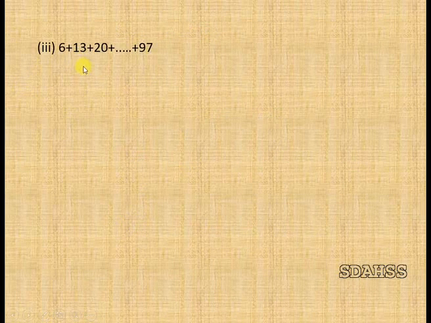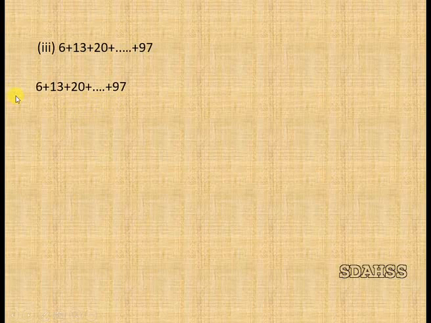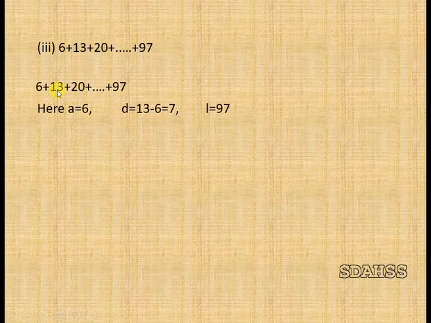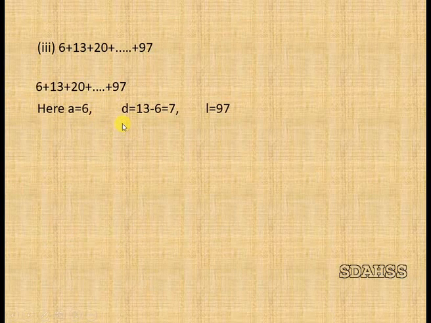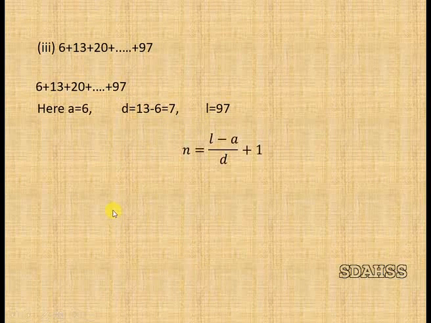Subdivision 3. 6 plus 13 plus 20 plus etc. up to 97. Here the first term is 6, a is equal to 6, the second term is 13. Then we want to find the common difference. The common difference d is equal to 13 minus 6, that is equal to 7, and the last term is 97. L is equal to 97.